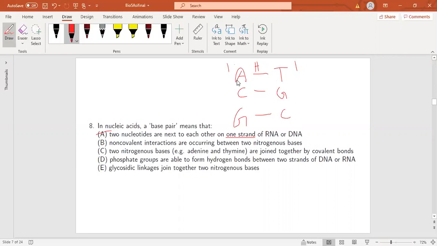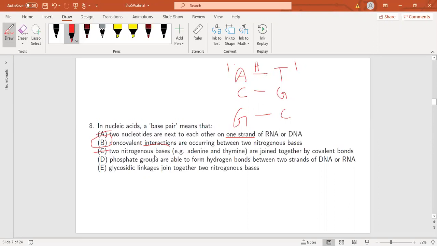Well, we do have nitrogenous bases, right? And we do have a non-covalent interaction since it's a hydrogen bond. So B does sound right, so we'll circle that for now. C, 2 nitrogen bases are joined together by covalent bonds. So they're joined together by hydrogen bonds, which are actually non-covalent interactions. So C will be incorrect in that case.